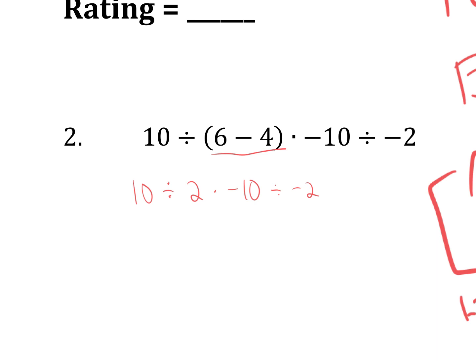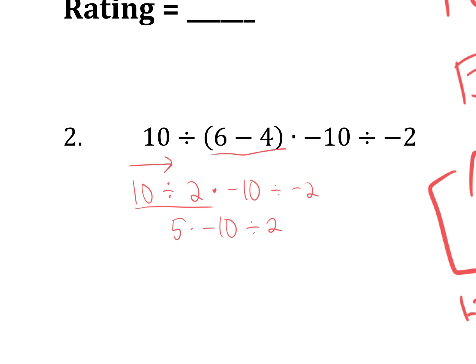All right. Any other parentheses? No. Any exponents? No. Any multiplication or division? There are. I see multiplication and division, so how do we know where do we start? Well, we got to go left to right. So even though multiplication technically comes first in PEMDAS, we're actually going to divide first because they're equal rank. They're like both captains, okay? So what's 10 divided by 2 going to be? 5. So we got 5 times negative 10.